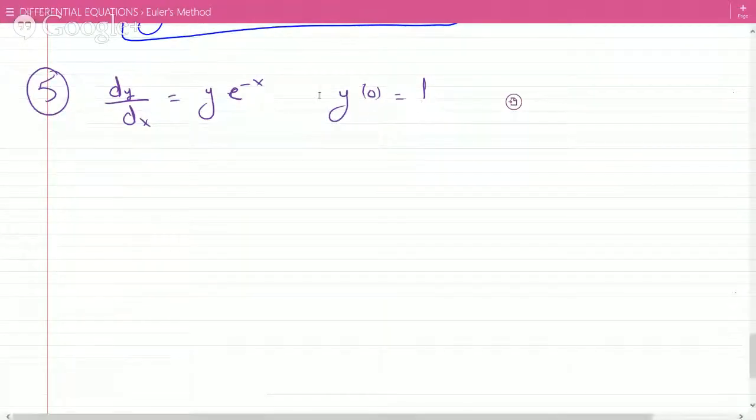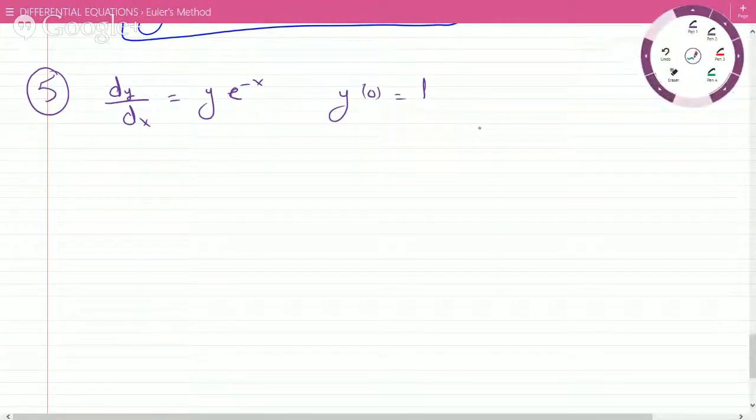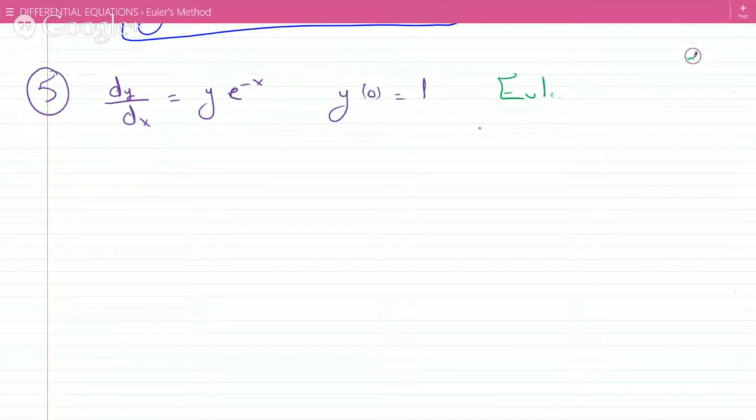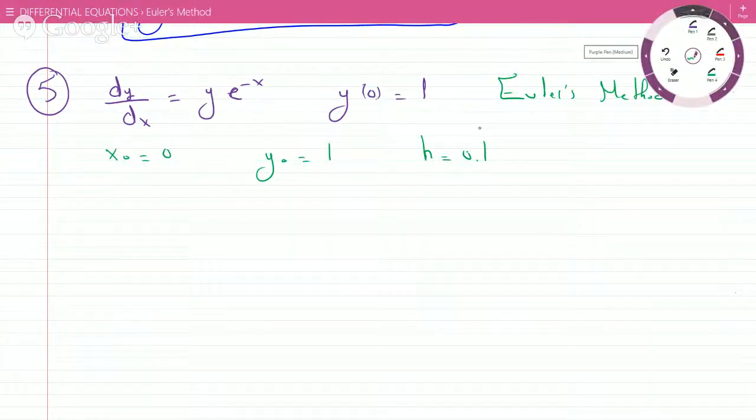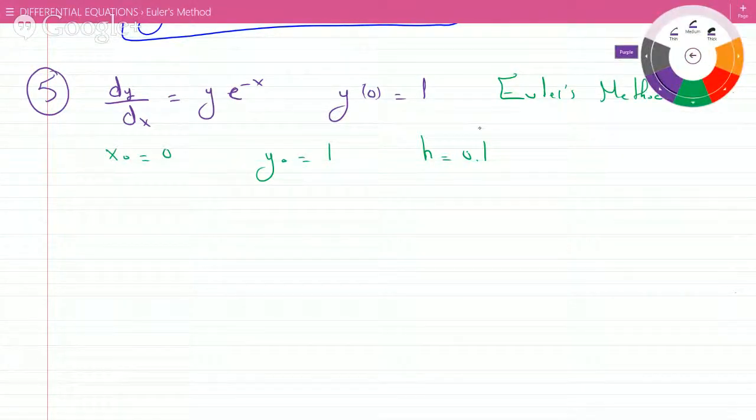Okay, so you have to use Euler's method here to solve this. Your initial point is your x0, y0. So x0 equals 0 and y0 equals 1. And your h, the step size of your steps, is 0.1. Makes sense?